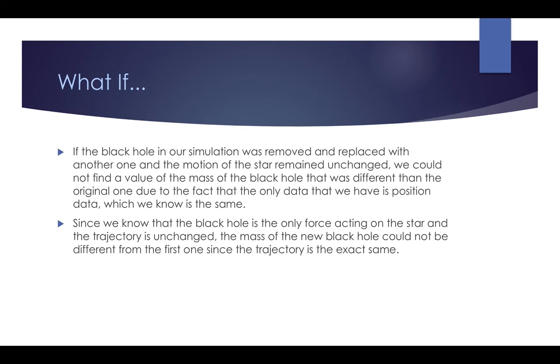If the black hole in our simulation was removed and replaced with another one, and the motion of the star remained unchanged, we could not really find a value of the mass of the black hole that was different from the original one, because the only data we have is position data, which we know is remaining the same. Since we know the black hole is the only force acting on the star and the trajectory is unchanged, the mass of the new black hole could not be different from the first one, since the trajectory is the exact same.